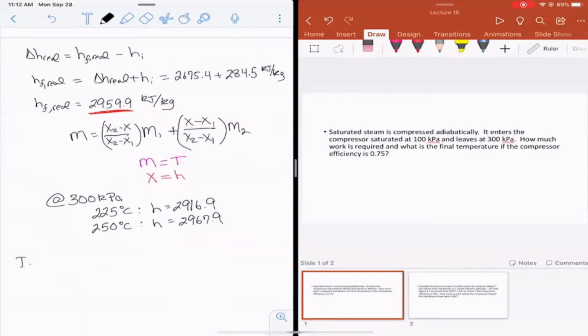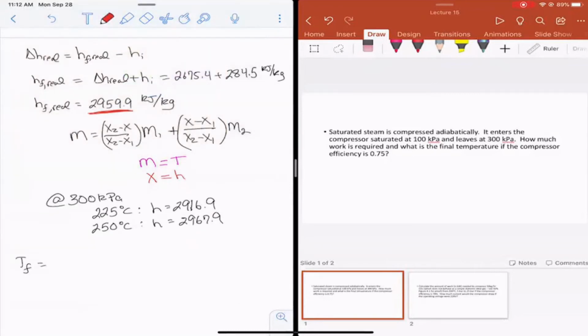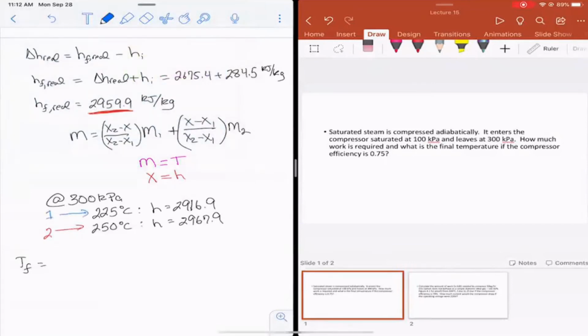So if that were the case, there's T final is equal to... so x2 is the enthalpy at state 2, and so I'm going to use this as state 2, and I'm going to use this to give me the ones.